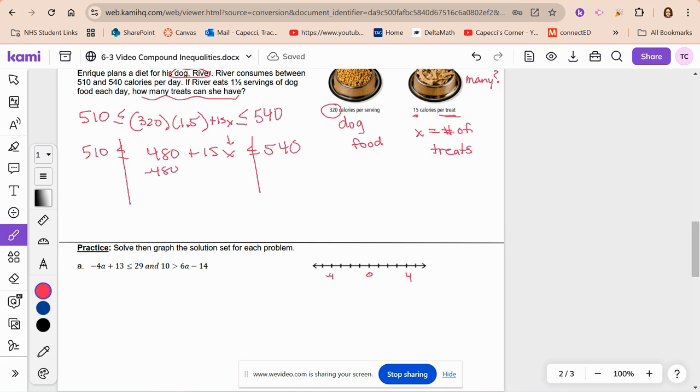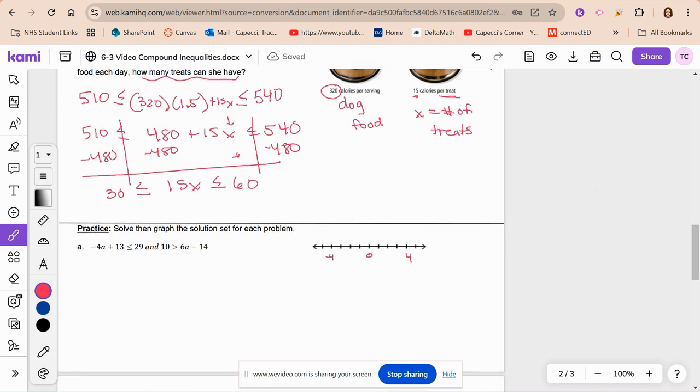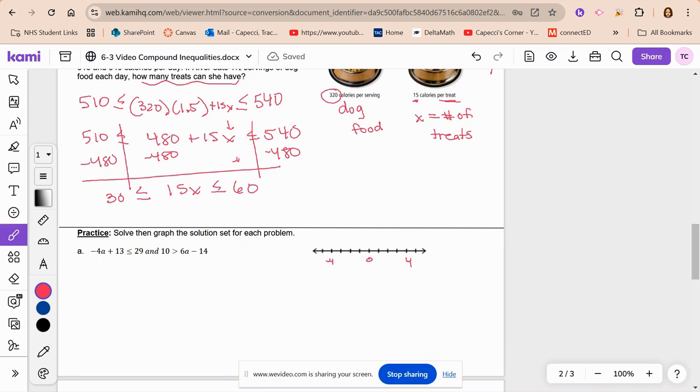So the first thing I'm going to do is I'm going to subtract 480 from all my sections. And I'm left with 30. And I have less than or equal to, right? I'm going to just bring that sign down. I have 15x here. Again, bring that sign down. And 540 minus 480 gives me 60. Okay. And again, now I need to get x by itself. So I'm going to divide every section by 15.